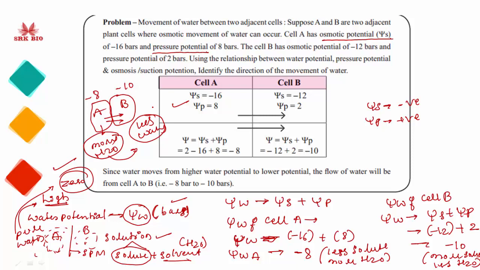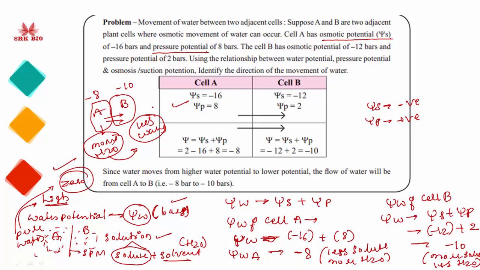Water potential of any cell can be calculated with the help of psi W is equal to psi S plus psi P. Psi S is always negative because it prevents the osmosis, and psi P is pressure potential. It allows the osmosis, and therefore psi S is having negative values, psi P is having positive values. This is how you need to determine the direction of the osmosis when it is asked to determine between two adjacent cells with the values of water potential. Hope this is clear for you.